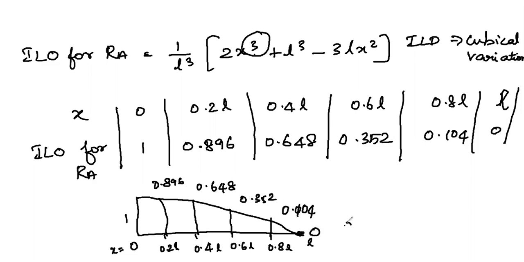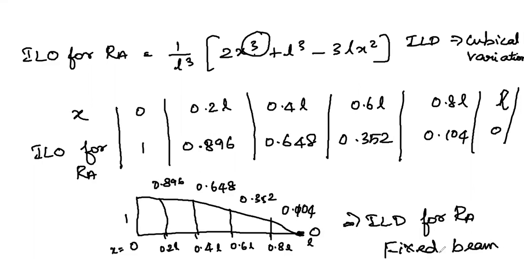Okay. This is your influence line diagram for the reaction at the point A for fixed B. The variation of this curve is cubical. It is not linear. This is a statically indeterminate structure, so it cannot be a linear variation. It may be some higher degree variation.